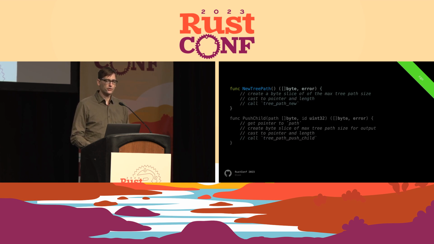So the Go code looks like this. We need a function to create a new tree path. And notice that instead of returning a struct now, it's returning a slice of bytes. So this is a little bit less pleasant to work with because we no longer can rely on the type system as much.